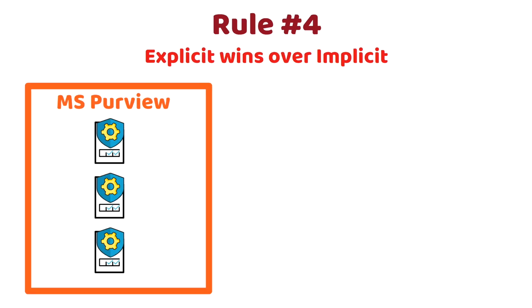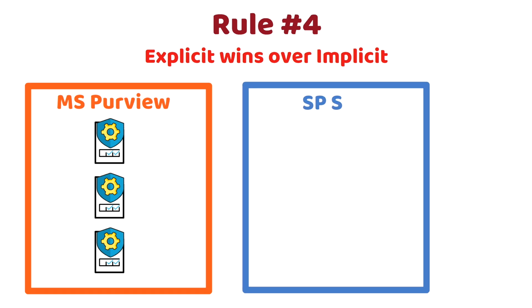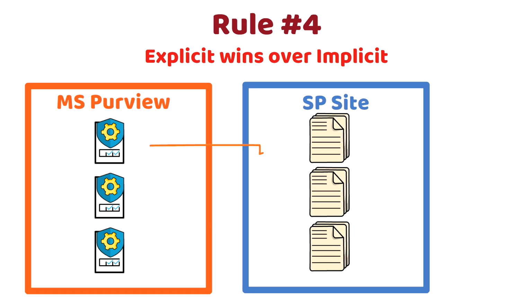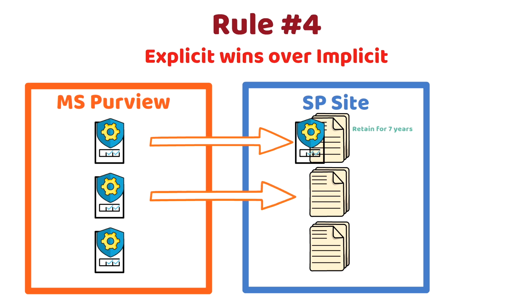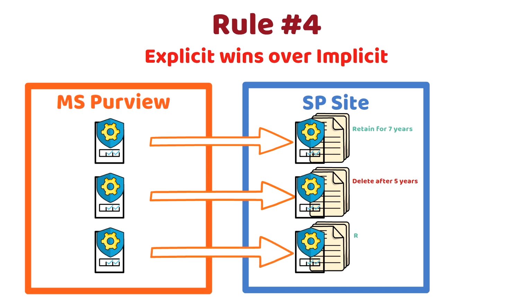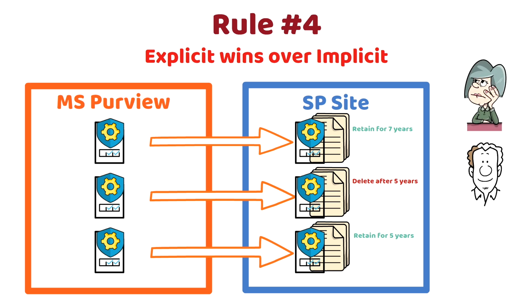This example will show you items within a SharePoint site, but the same rules apply to Exchange Online items. So here we have retention policies that were published to the SharePoint site. These policies were automatically applied to the items within the SharePoint site, and this application of retention is called implicit. Now we have SharePoint users who are not overly happy with the auto-applied policies, particularly this woman below.